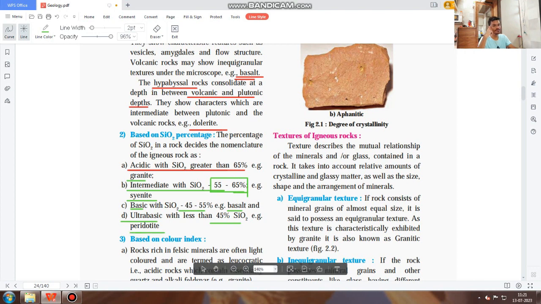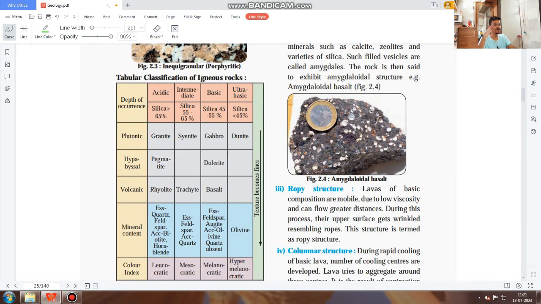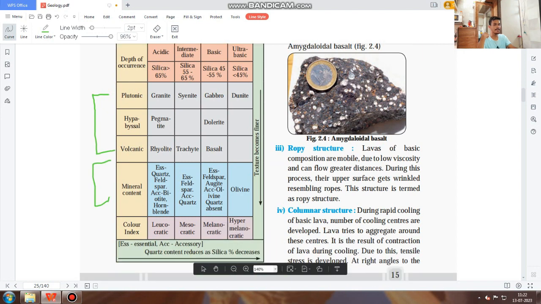For now, to remember all this, there is a nice table given on the next page. You can see acidic, intermediate, basic and ultrabasic, and the rocks which come under that: plutonic, hypabyssal, volcanic. So you can learn this table. This is the mineral content. Color index we have not come to, I'll tell you that later.